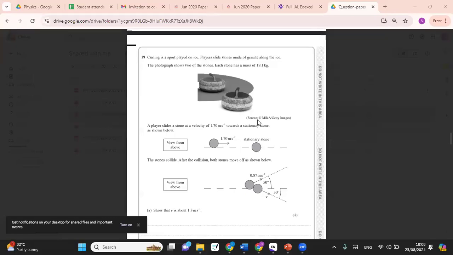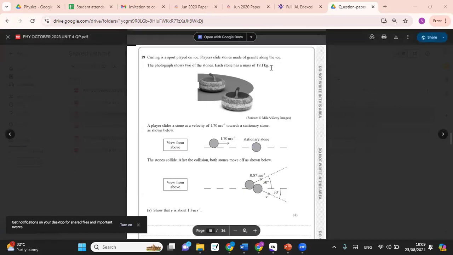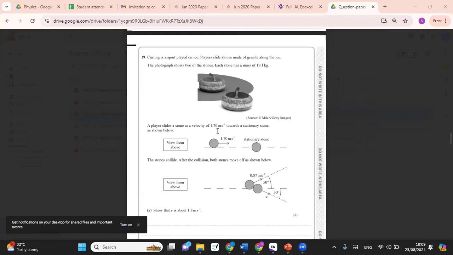This is a really good question to understand exactly what momentum in two dimensions is. So our question is that curling is a sport played on ice. Players slide stones made of granite along the ice. The photograph shows two of the stones. Each stone has a mass of 19.1 kilograms. The player slides a stone at a velocity of 1.7 meters per second towards a stationary stone.